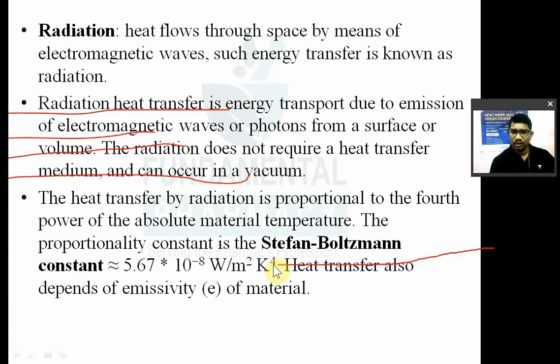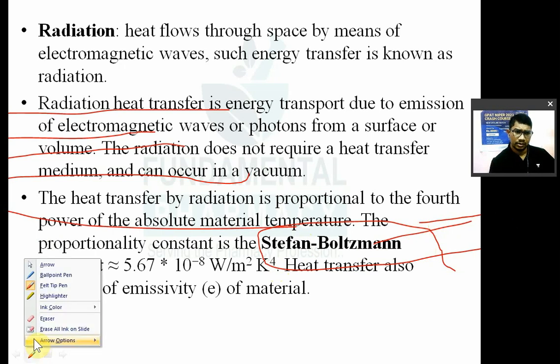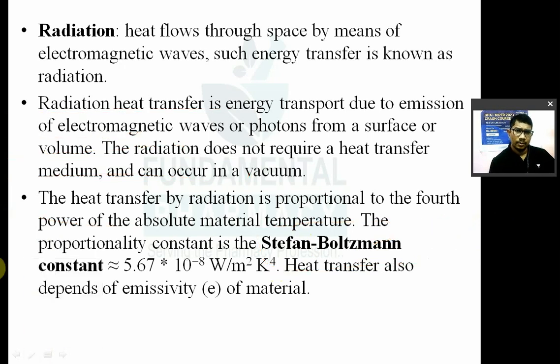जो हीट ट्रांसफर बाय कंडक्शन था उसमें फूरियर्स लॉ आता है, याद रखो. जो हीट ट्रांसफर बाय कन्वेक्शन था उसमें न्यूटन्स लॉ आता है, याद रखो, नाम ही याद रखो. और हीट ट्रांसफर बाय रेडिएशन उसमें कौन सा लॉ होता है? स्टीफन बोल्ट्जमैन. So heat transfer by radiation is proportional to the fourth power of absolute temperature of material.